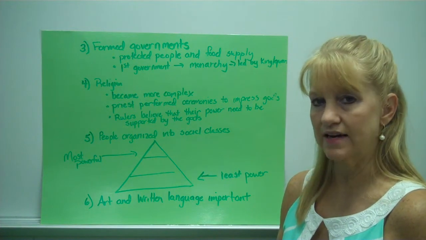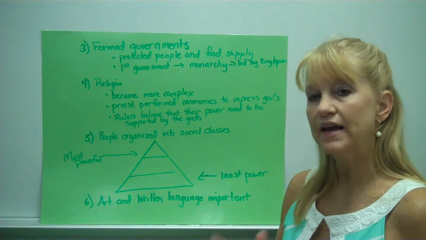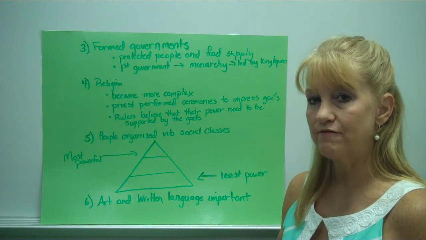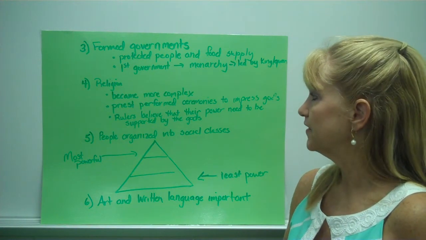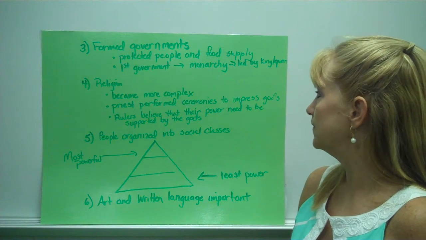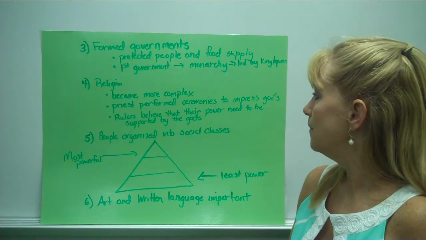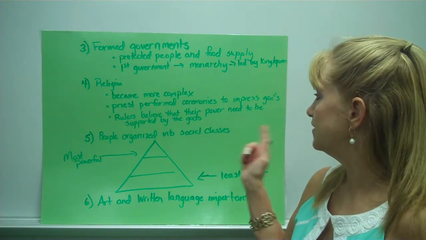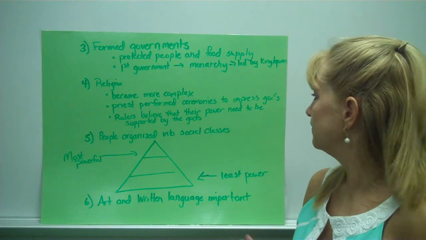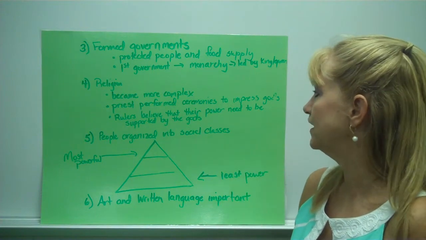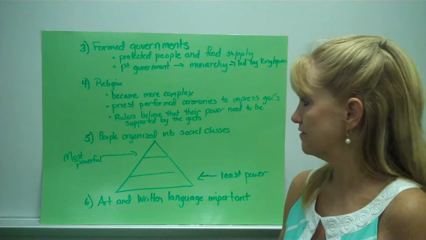The 4th thing that they had in common was religion. And as we see, religion became very complex during these times. Priests performed ceremonies to impress the gods because the rulers believed that the power they needed, their power, needed to be supported by the gods.